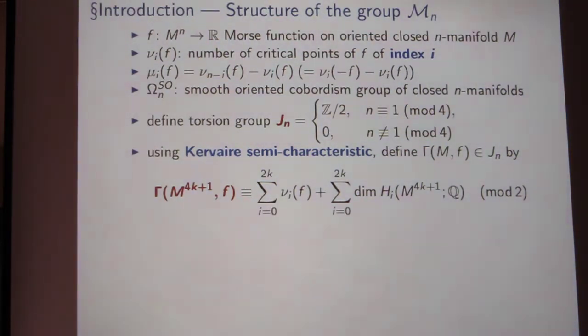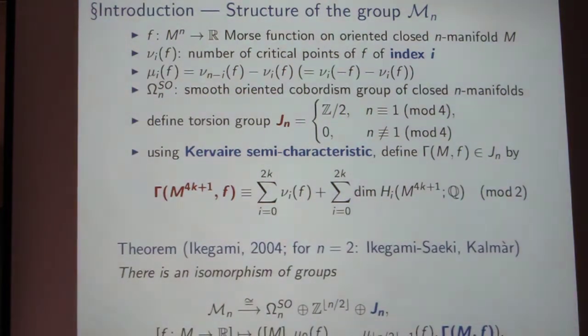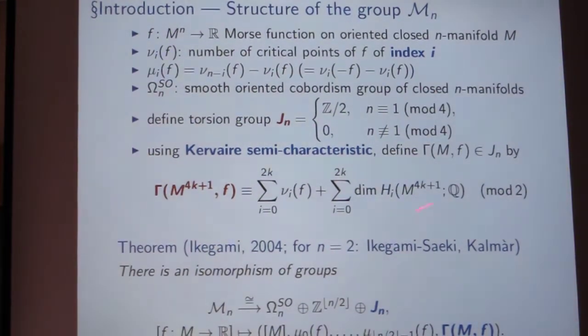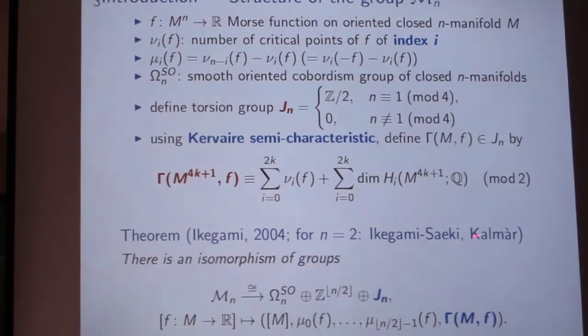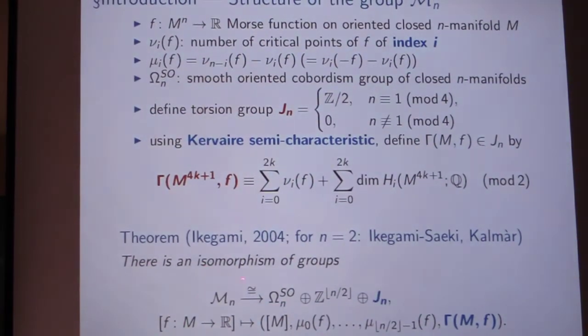So using these notions, there's the following theory of Ikegami from 2004. The case that n is 2 has previously been studied by Ikegami and Saeki, and an unoriented version by Kalmár, which is not included here because we talk about oriented versions. And the theory states that the cobordism group of Morse functions is isomorphic to the following structure. The first summand is the cobordism group of manifolds, and then a certain number of direct Z summands appears, and thirdly this torsion group Jn. And the isomorphism can be written down explicitly like this.